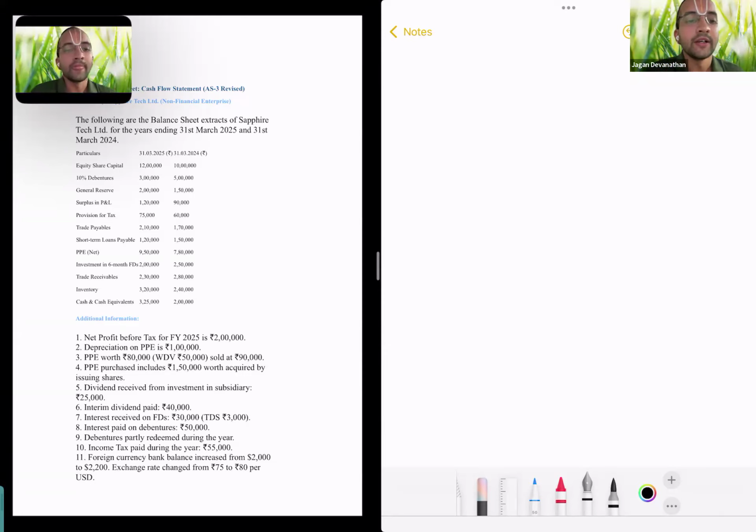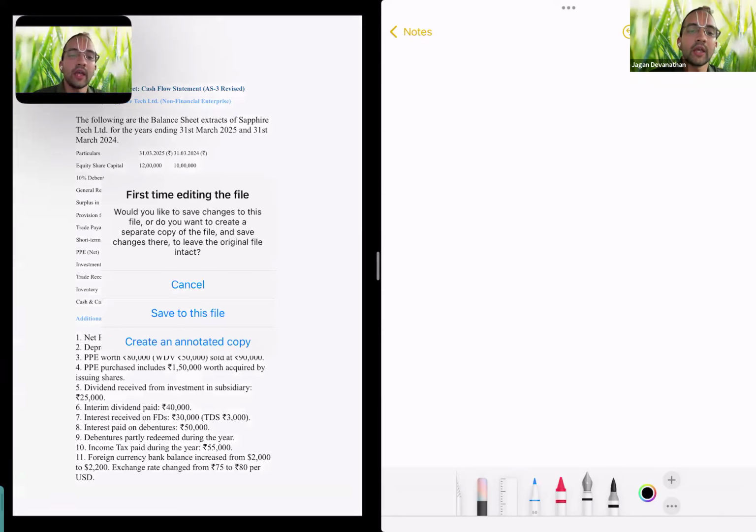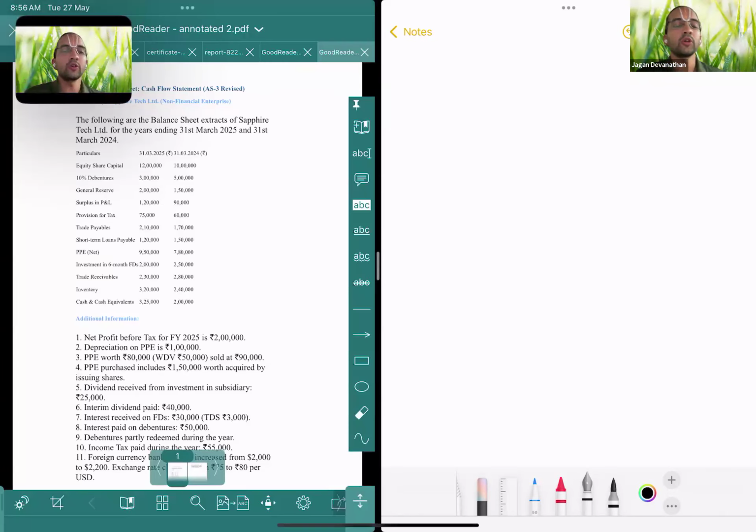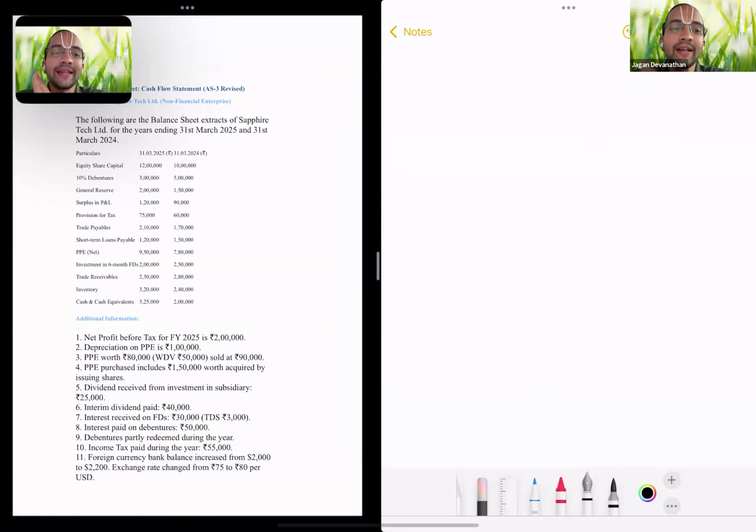So let's go through each item to understand what kind of cash movement is involved. First, equity share capital has increased from 10 lakhs to 12 lakhs. There is an increase of 2 lakhs from the previous year to the current year, which actually means that there was a further issue of share capital.